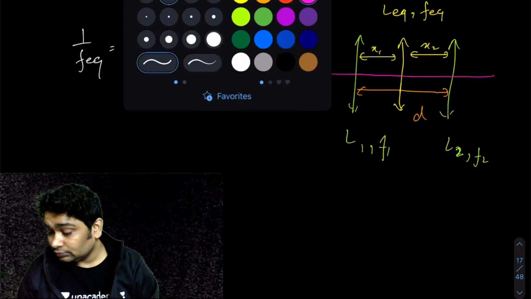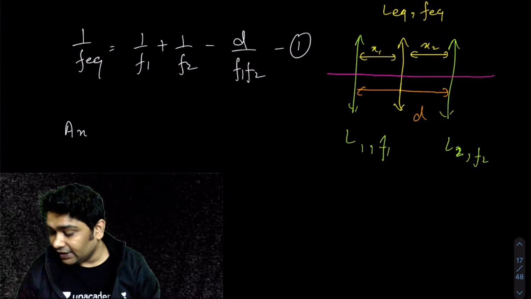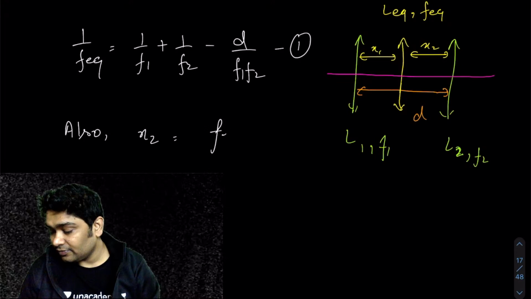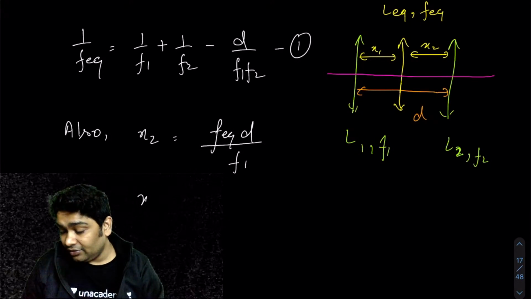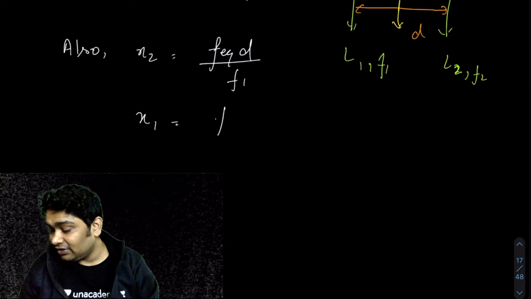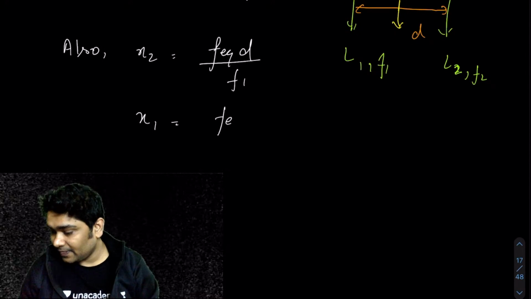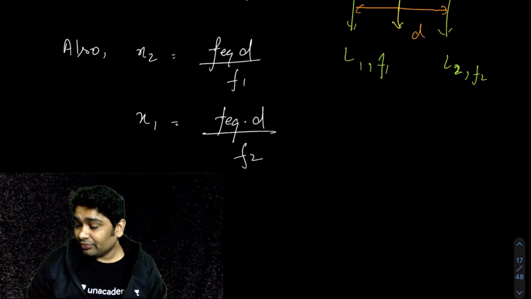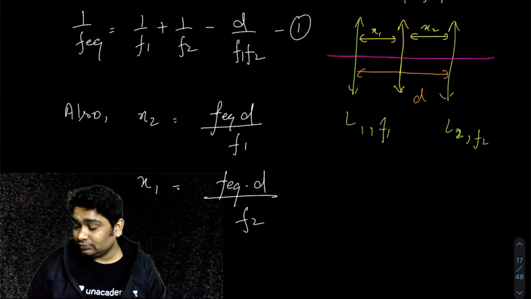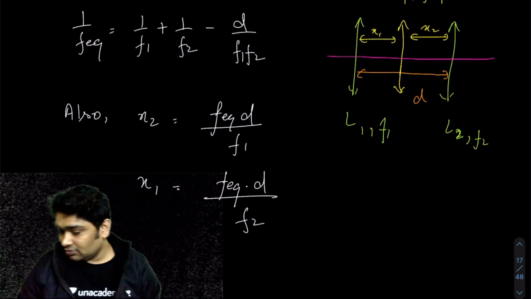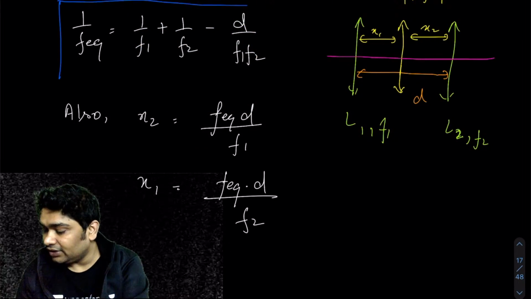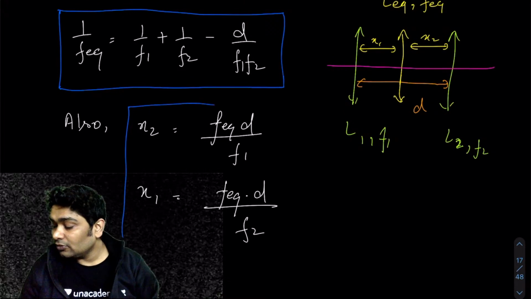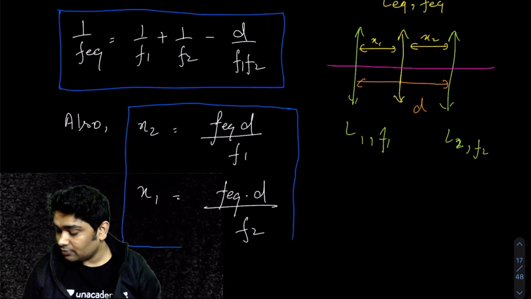And also the next thing I wanted to figure out was the position. So x2 I have figured out should be equal to f equivalent d over f1. And when you analyze, you will also realize that x1 would become f equivalent d over f2. Okay, so you can figure out the value of either. Okay, so this is the final result that I need to remember. So very important equations. This is the equivalent focal length of two lenses separated by a distance d, and this will give you the position of the equivalent lens. All right.